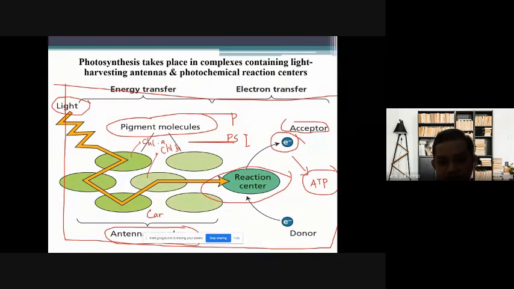From the reaction center, the electron will be lost, or we say the reaction center will be oxidized because the electron from the reaction center is excited. Excited means that it will move from the lowest orbital to the higher orbital, so it will produce the ATP.